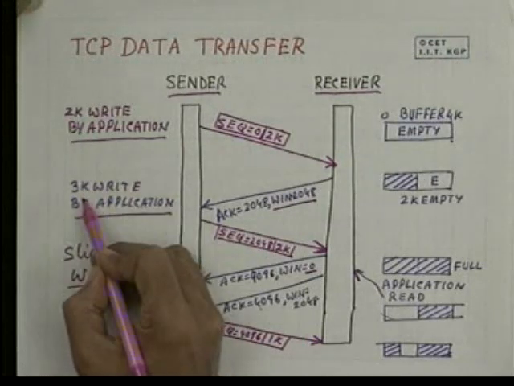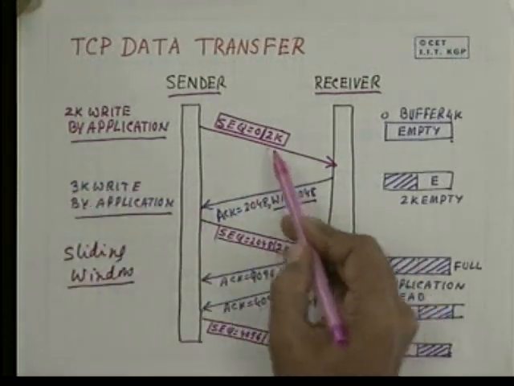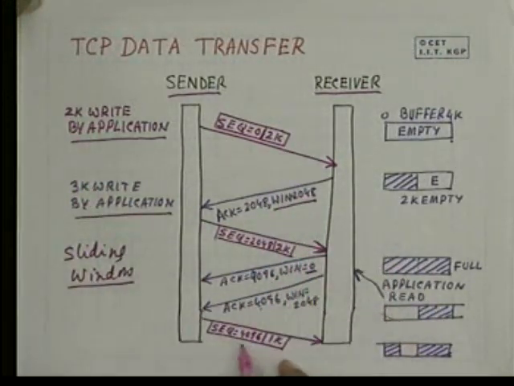So 2K plus 3K, 5K. Already it has sent 2K plus 2K, so another 1K is sent here. Although the receiver is ready to receive 2K, as it is shown here, it sends only 1K because it has got only 1K of data, and after receiving this, this 1K is filled up and 1K remains free here.